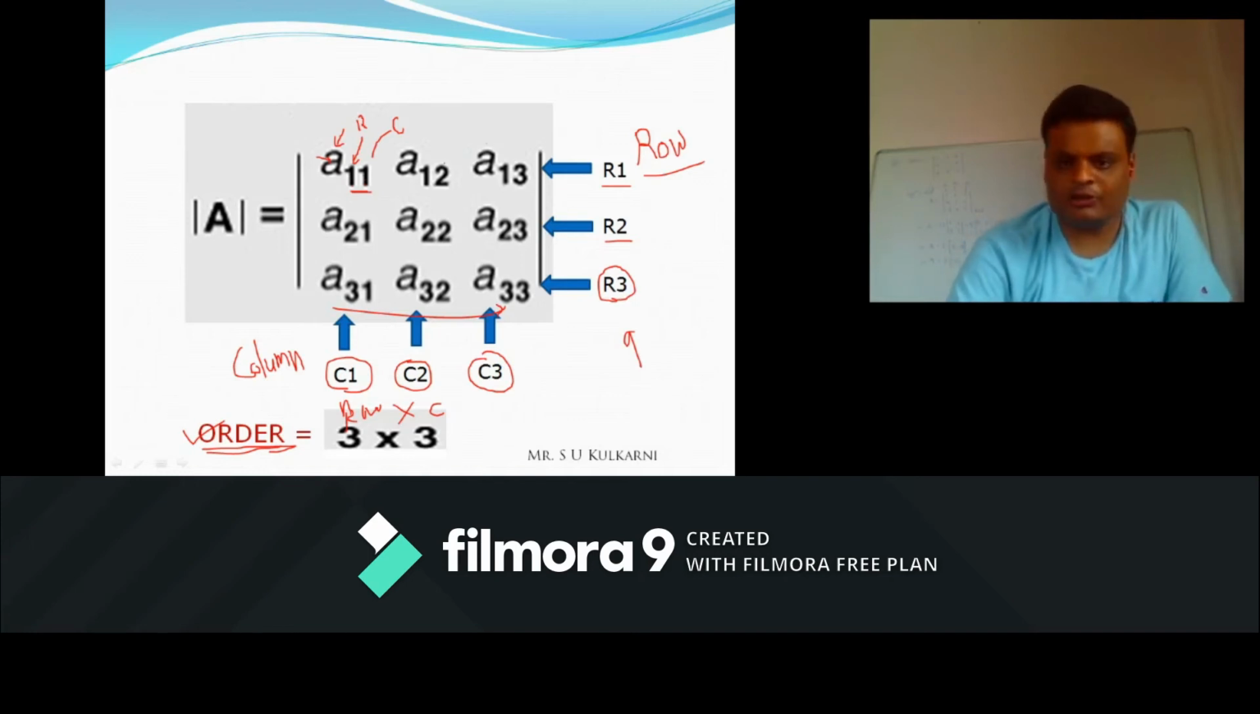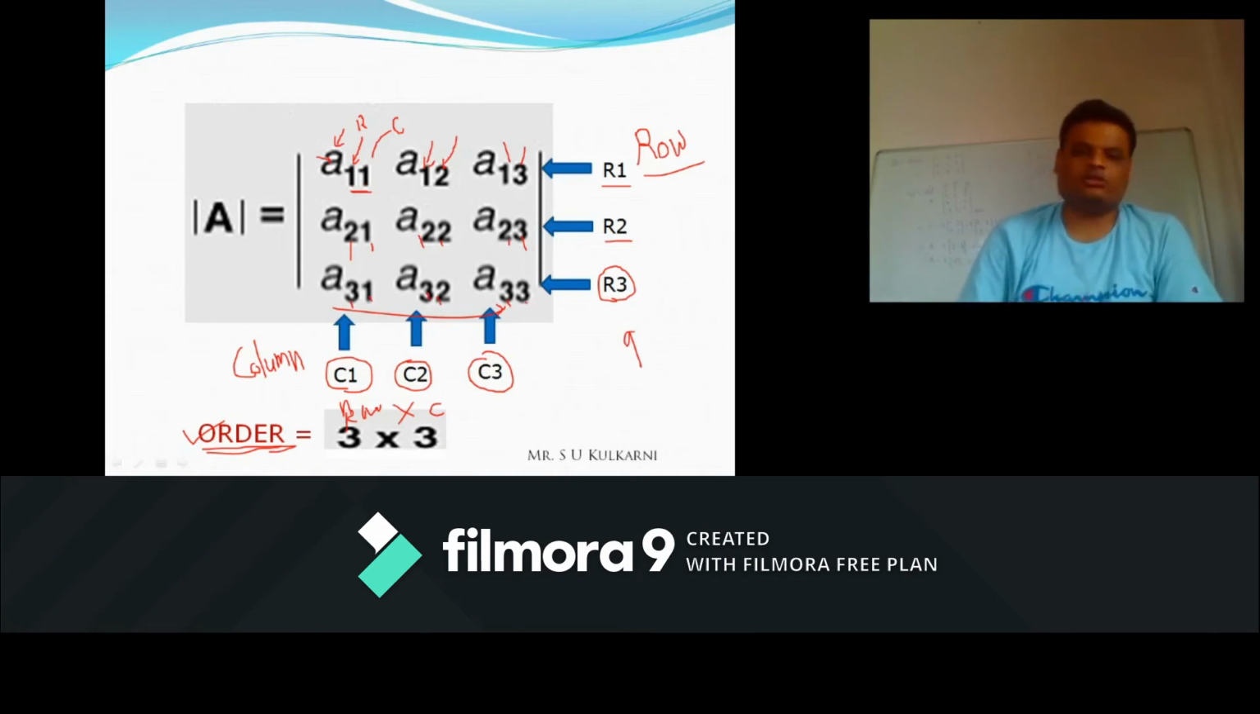Similarly, A12 represents the element of first row and second column. A13 is first row, third column. Similarly, A21 is second row, first column; second row, second column; second row, third column. Then for the third row you have third row first column, third row second column, third row third column. So like this you have the elements. This is the example of a 3 by 3 determinant.